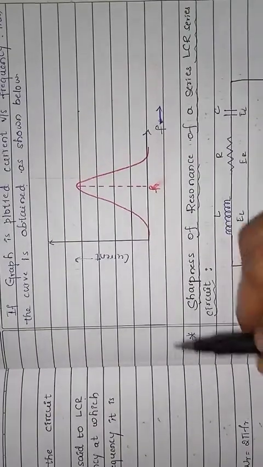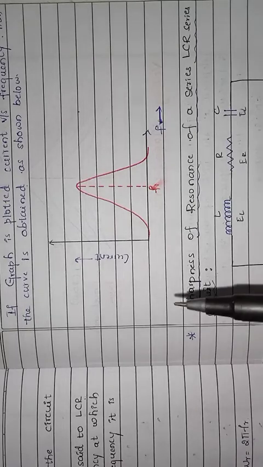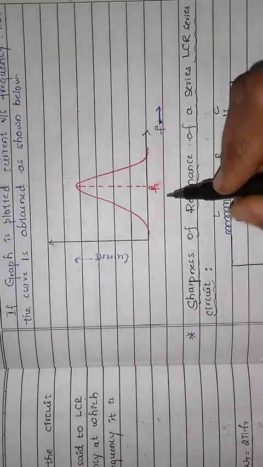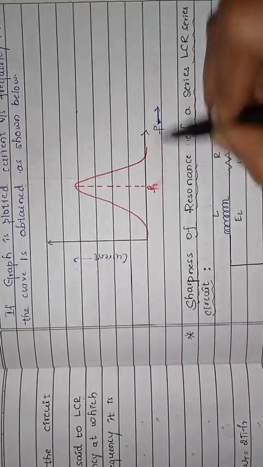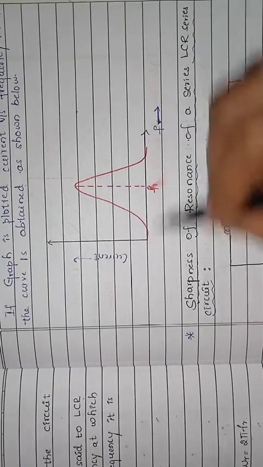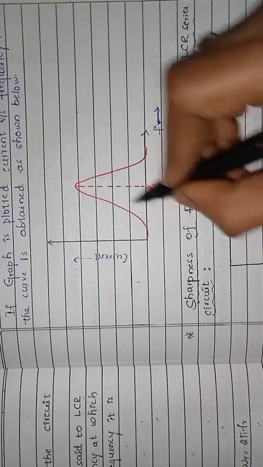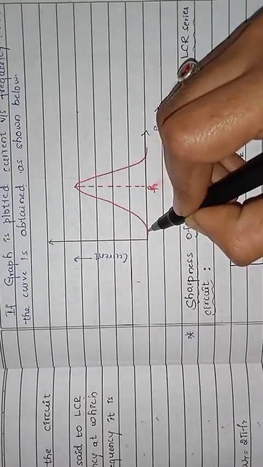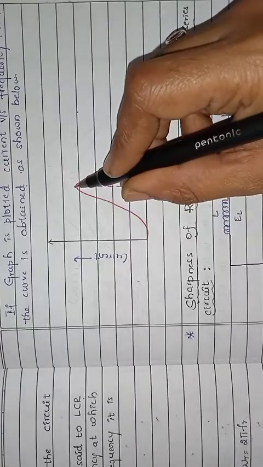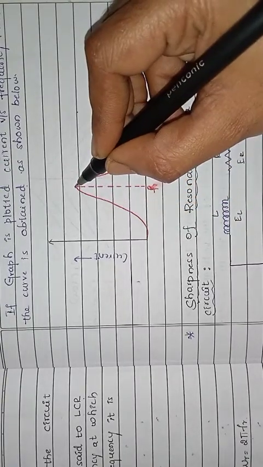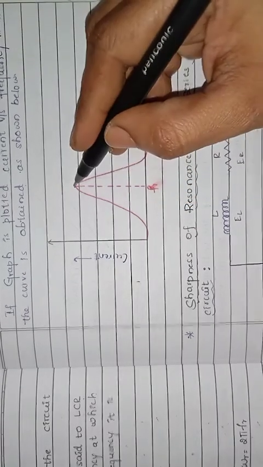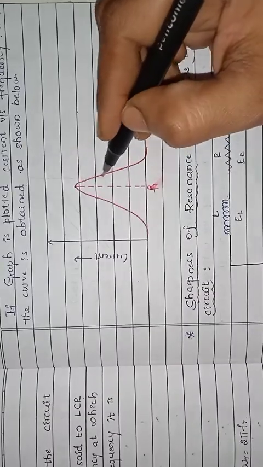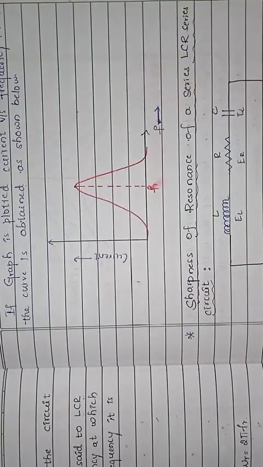If we draw the graph of the resonant frequency, let's take frequency along this x-axis and the current along this y-axis. At the maximum point, actually it goes on increasing up to the resonant frequency. After reaching the resonant frequency, it goes on decreasing with frequency.